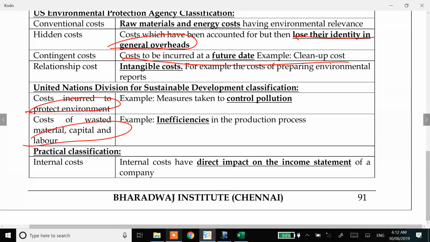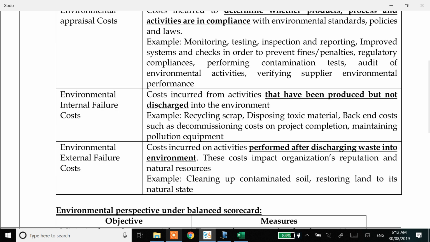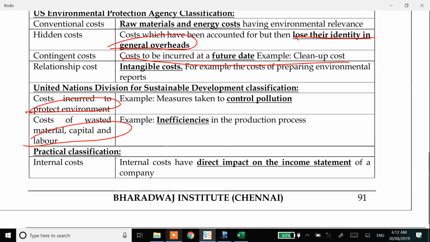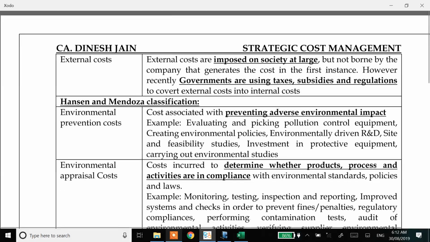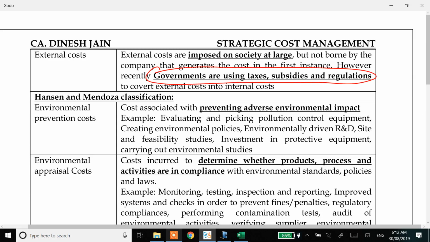The most important is environmental prevention, appraisal, internal failure and external failure cost. This is the most important classification. One is conventional, hidden, contingent and relationship. This is one way of classifying the cost. The second way of classifying the cost is cost incurred to protect the environment and cost incurred on wasted men, material, machine and money. An internal cost is something which is going to impact my P&L statement. External is something which is not going to impact my P&L statement. But a lot of organizations, a lot of governments, do this.